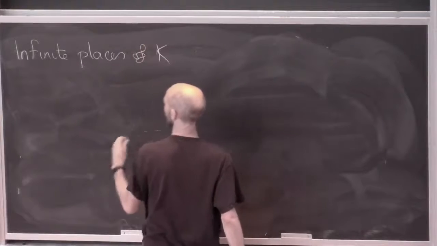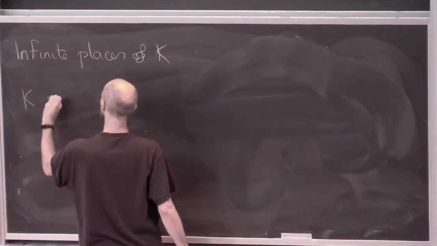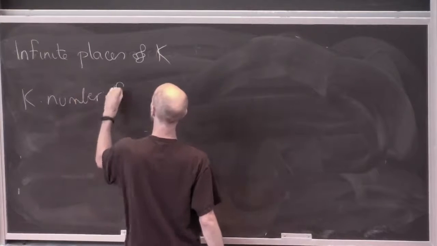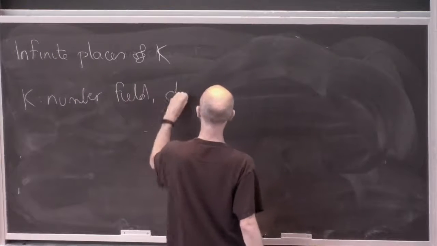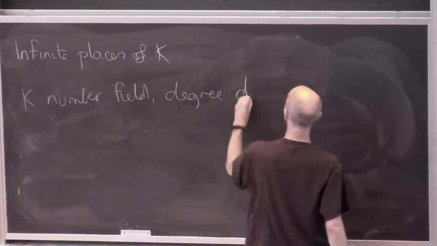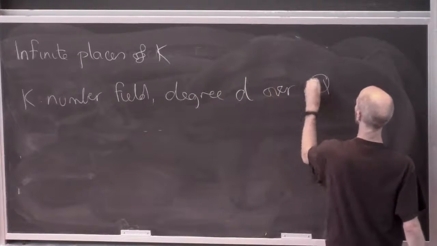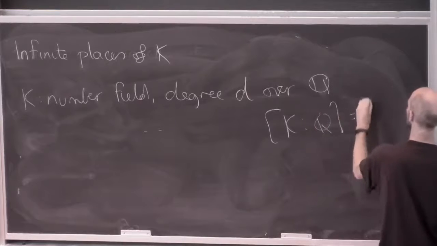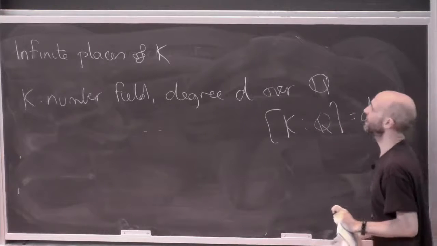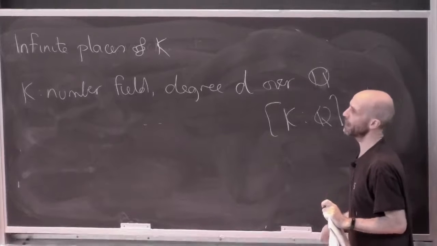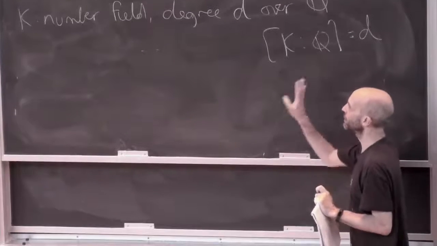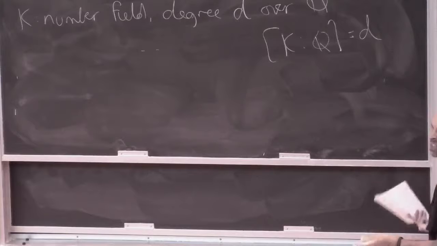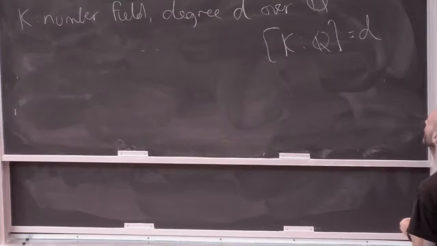So K is a number field of degree d over Q. So [K:Q] is d. Sometimes this is one of the places where if you stick to Q, then you might miss some subtleties. So here, maybe you want to really consider K as a random number field, you know, you want to do Q(root 2) or something. You want to expand your horizons beyond Q for adeles.